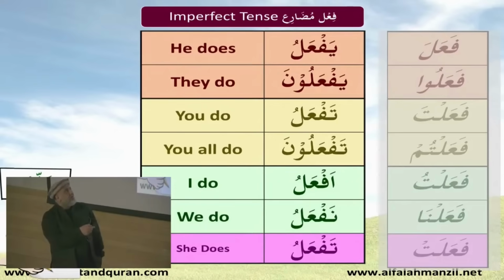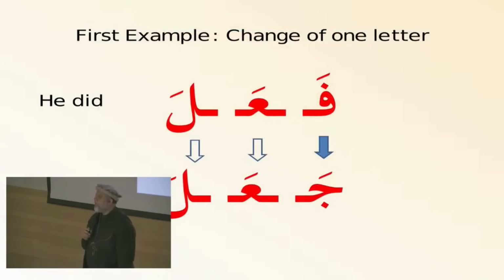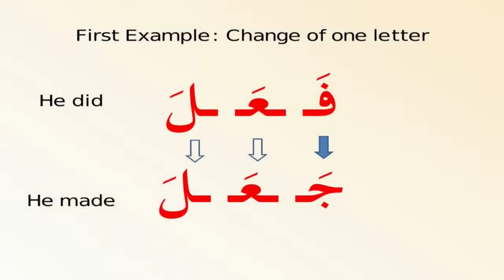So question? Left side, right side. Yes. Right side is fi'l madi, giving you a reference that how do you change fi'l madi into fi'l mudari? How do you convert from madi to future or present? And that you have to use the letter ya for the third person, letter ta for the second person, and then alif and noon for the singular and plural for first person.